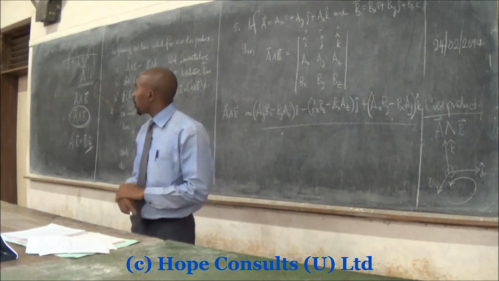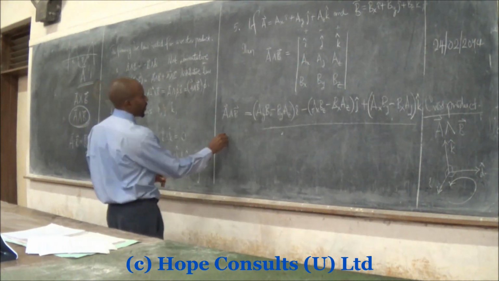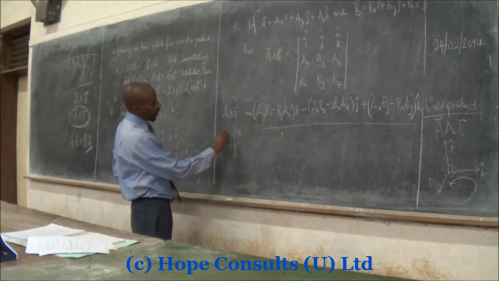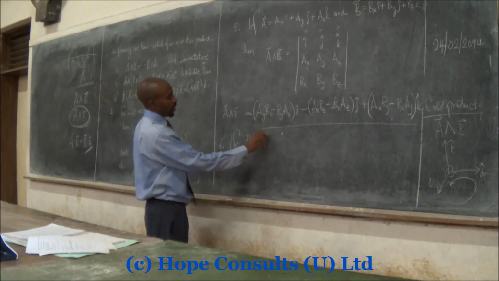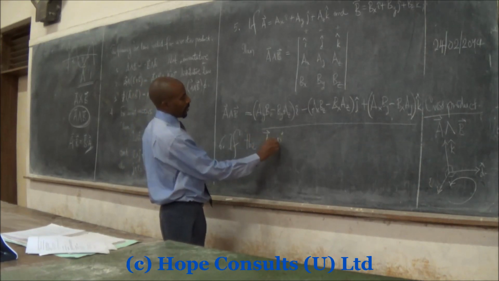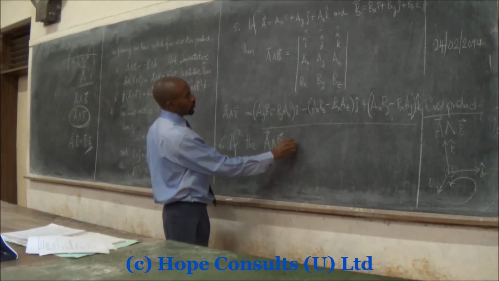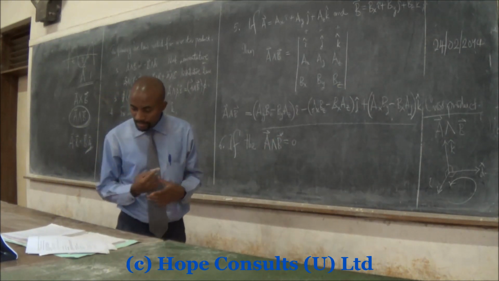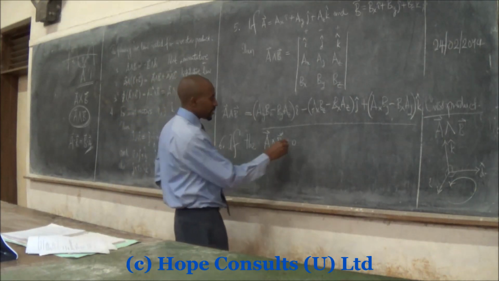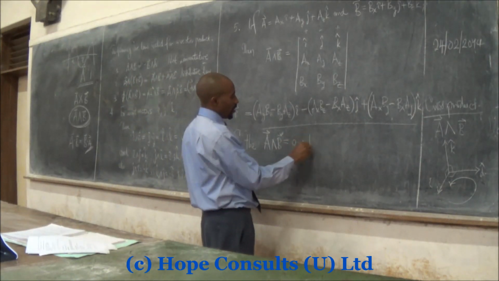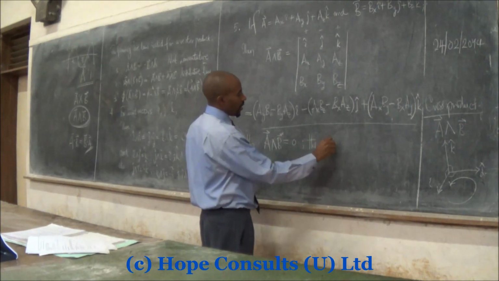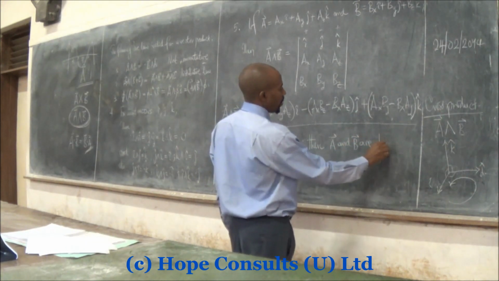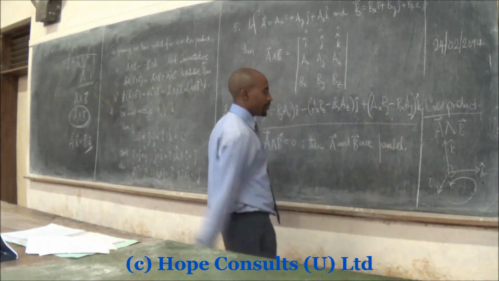If the cross product A cross B is equal to 0, it means that the two vectors are along the same direction. Then A and B are parallel.